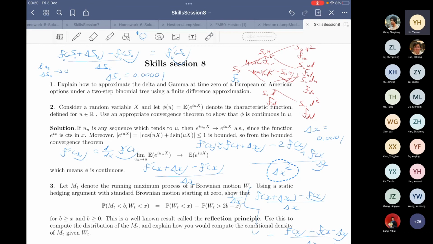So essentially, I'm just saying you make a small perturbation to the initial stock price, and then you have to recompute the option price and use either, the simpler one is the delta. It's very easy to remember that one. This one's a little bit messier.